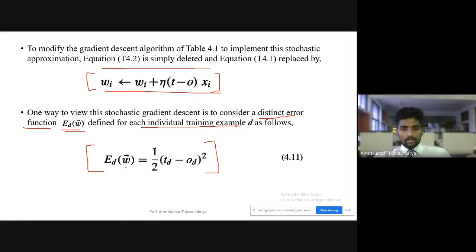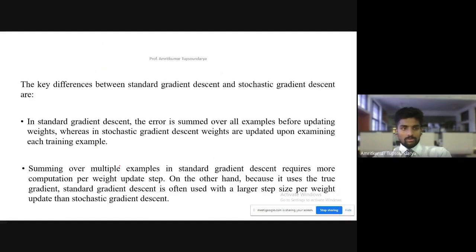E_D, that is the distinct error of the weight vector, is equal to half of the squared difference between the target output of the distinct training example d, and the actual output of the perceptron, that is o_d. So this is the error that we get for each training example, right? This is not the summation over all the training examples, but for that particular training example. And likewise, we can find the error for every training example, and then we can generalize it.